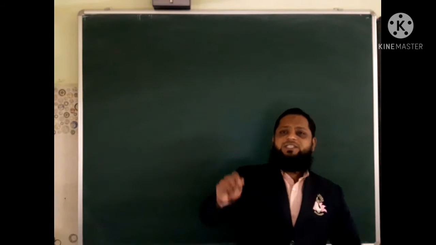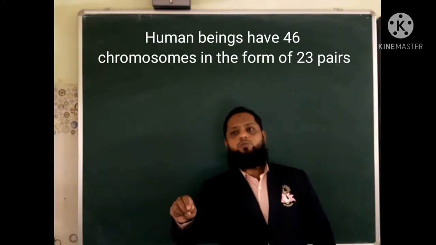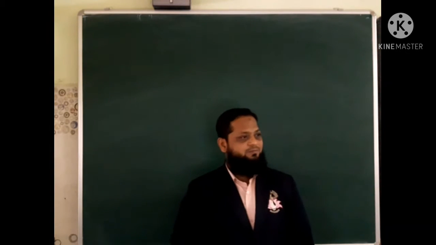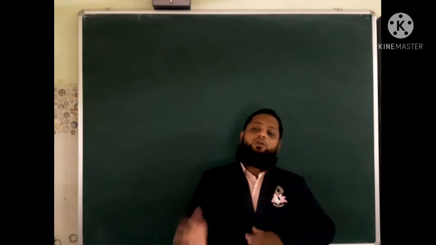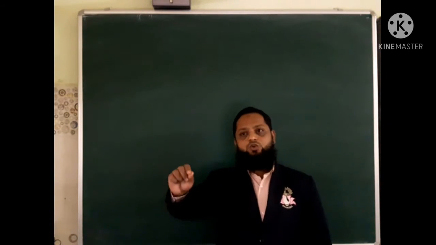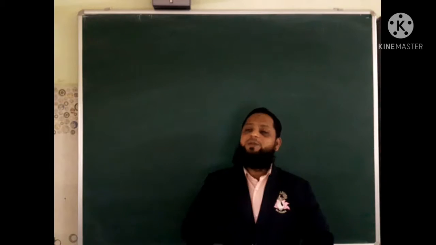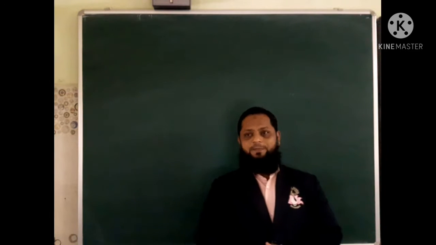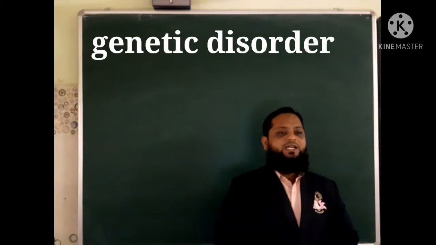We know that 46 chromosomes are present in our body. Sometimes the chromosomal abnormalities may be due to the chromosome number. Sometimes in place of 46 chromosomes, there will be 47 chromosomes. That's why it is also considered a chromosomal abnormality. Sometimes, in place of 46 chromosomes, some deletion of a segment may occur. It is also considered a genetic disorder.